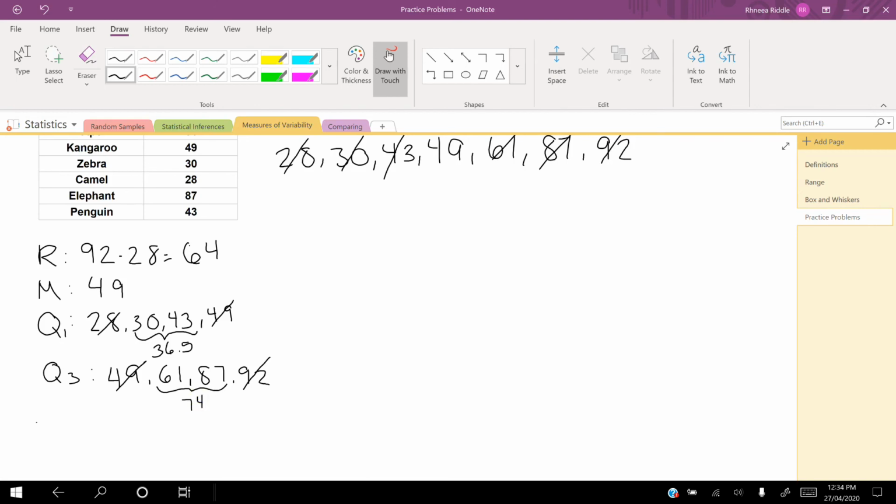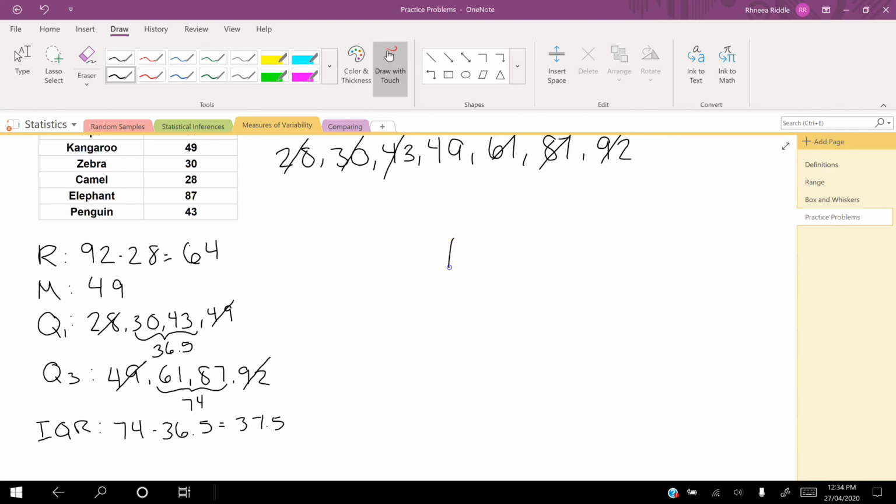And then using those two, we can find our IQR, or our interquartile range. So 74 minus 36.5, which is 37.5. So now we have all the information we need to create our box and whiskers plot.